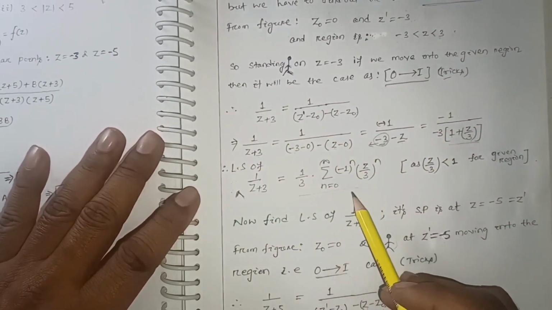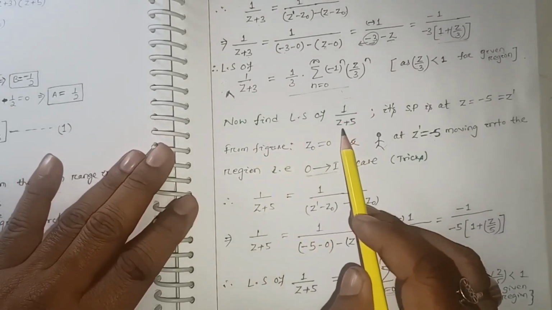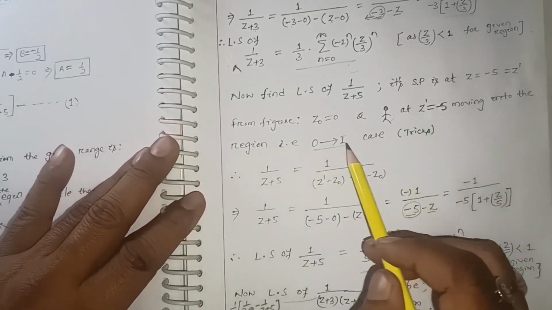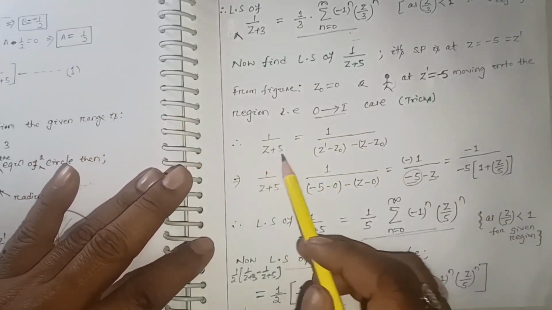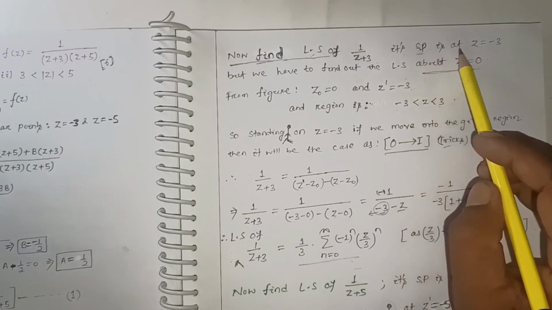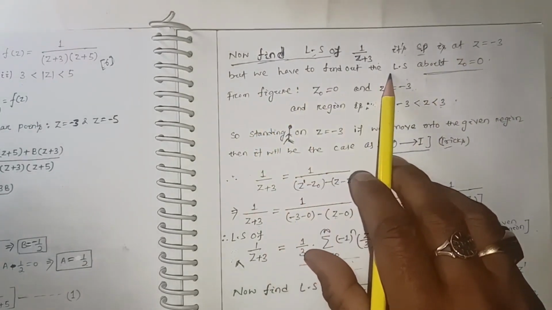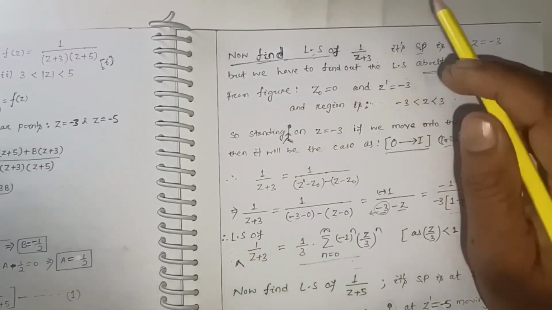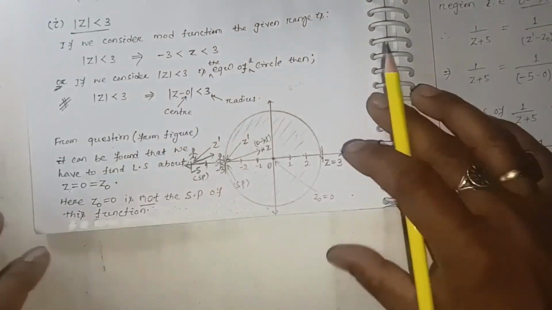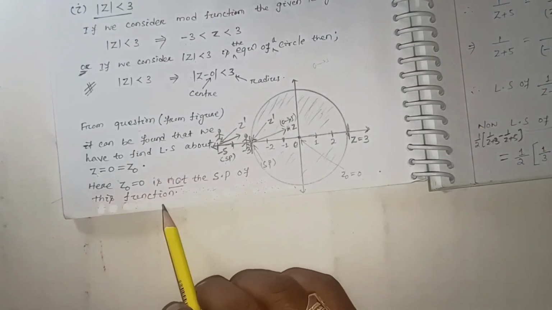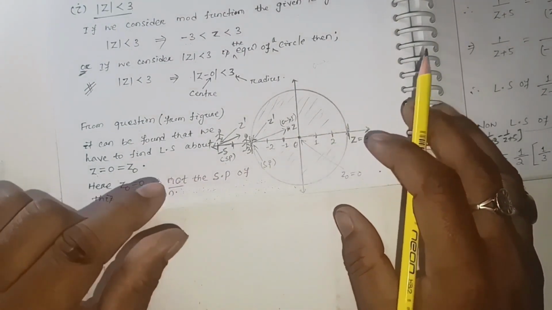Then these three steps. Then find the Laurent series of 1 by z plus 5. For this case, z0 equals 0, z dash is -5, and this is the out to in case. For out to in, 1 by z plus 5 will be equal to this, with these steps. Its singular point is at -5, but we have to find the Laurent series about z0 equals 0 from the figure. No need to write this in detail; z0 equals 0 is not a singular point of this function. Only write to the point.